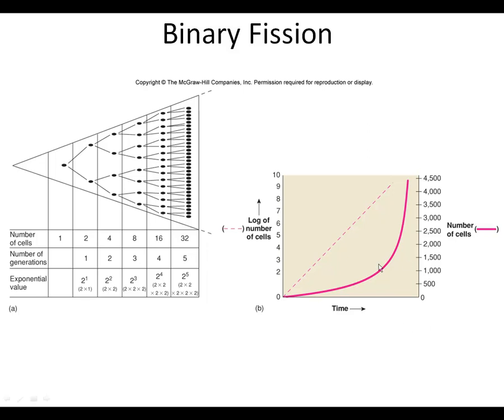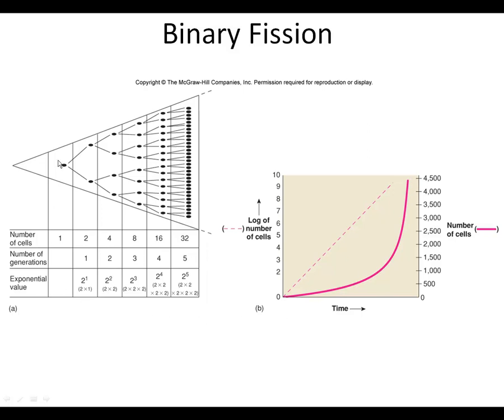Here is our logarithmic scale. Here is our arithmetic scale, and you can see that logarithmically we have this straight line that is basically at a 45-degree angle. Arithmetically, we're going to continue to curve and go up.